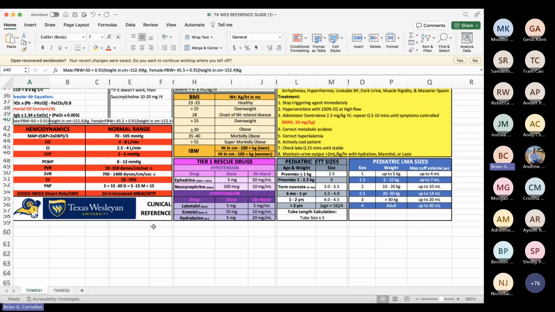So labetalol, usually we start off at like 5 mgs. It's not weight-based, it's just 5 milligrams. So 5 to 10 milligrams. It's usually supplied either in a pre-filled syringe with 5 milligrams per ml, or you may have to draw it up. And it's usually in either a 20 milligram or 100 milligram vial if you draw it up. So just be cautious with it there. So that was if we had somebody that's normal heart rate and hypertensive or tachycardic and hypertensive.